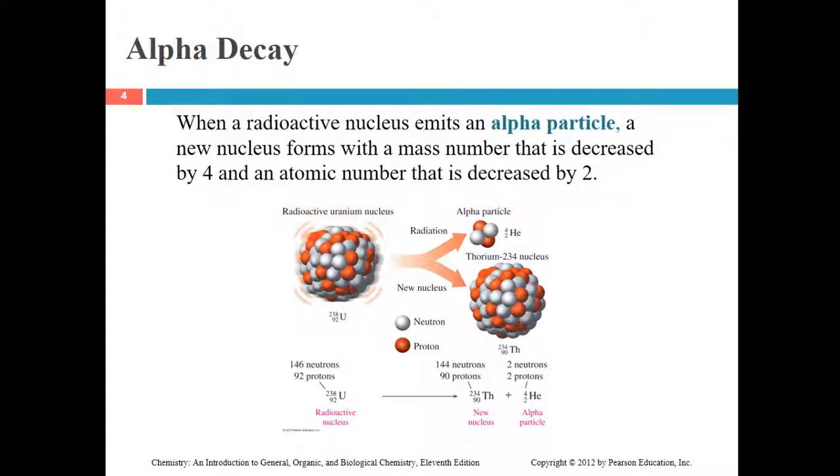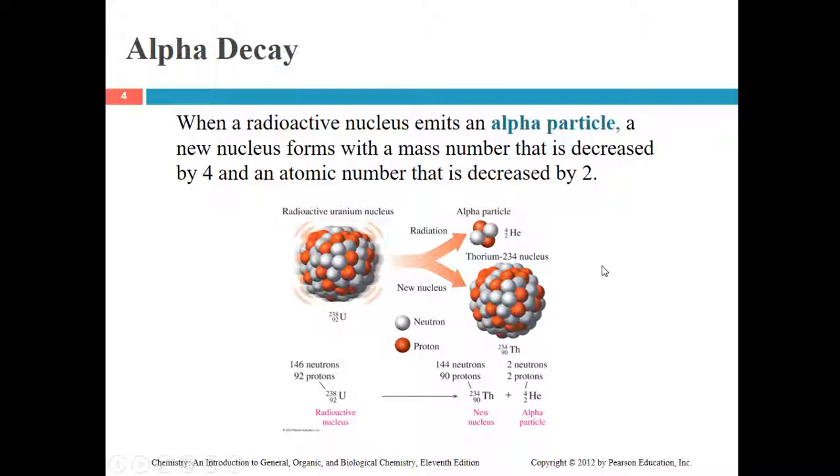So here we go. When a radioactive nucleus emits an alpha particle, a new nucleus forms with a mass number that is decreased by 4 and an atomic number that is decreased by 2. So this radioactive nucleus is just out of balance. It needs to release some mass, and in so doing, quite often the heavier ones emit alpha particles. Now let's remember how an alpha particle is written. It is written as an italicized alpha, or it's also written as helium, 4 and 2.